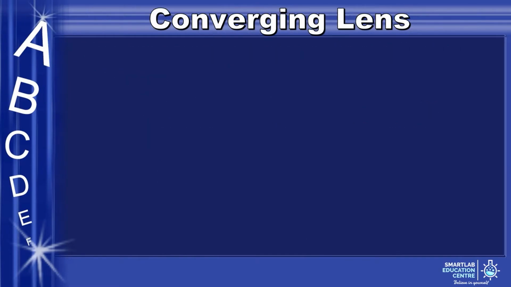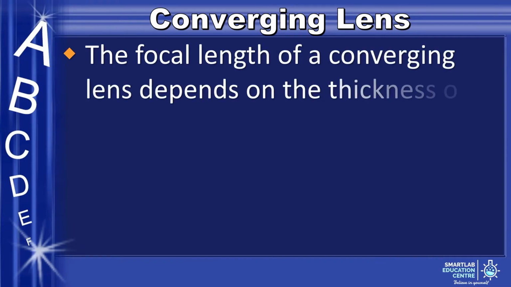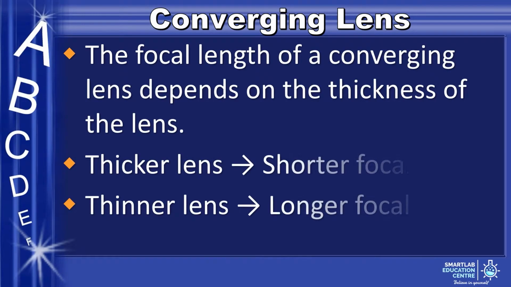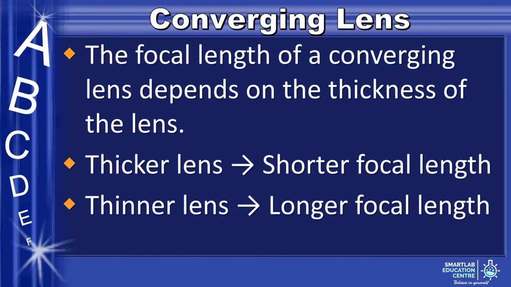In a converging lens, the focal length depends on the thickness of the lens. A thicker lens suggests that it has a shorter focal length, while a thinner lens suggests that it has a longer focal length.